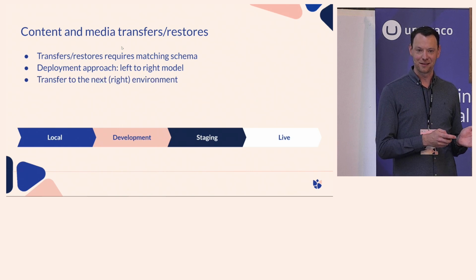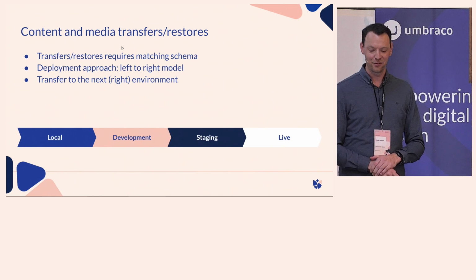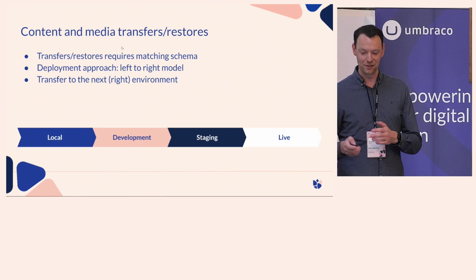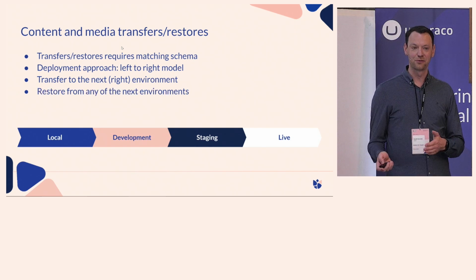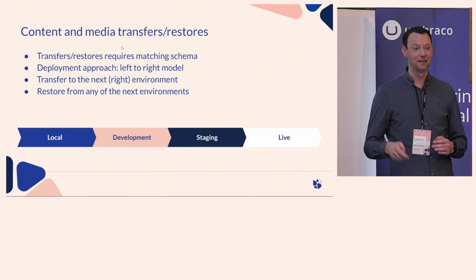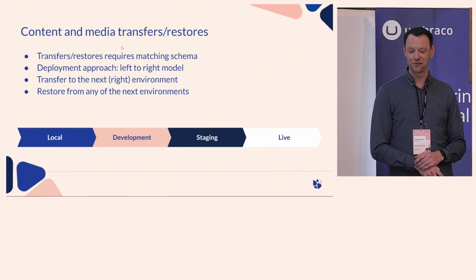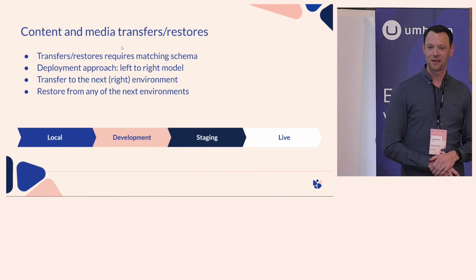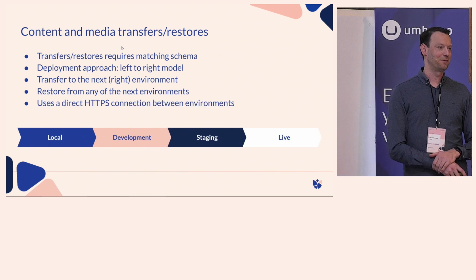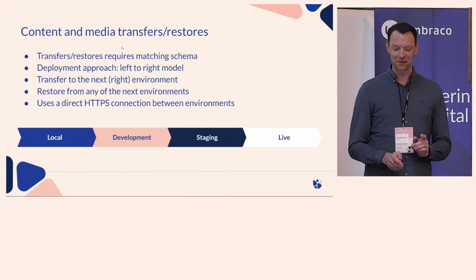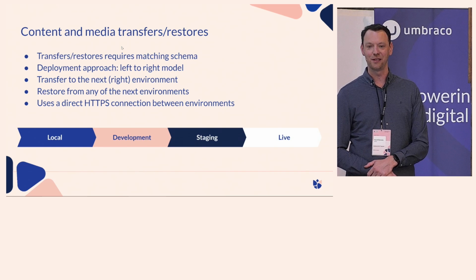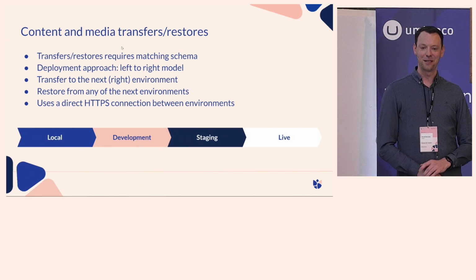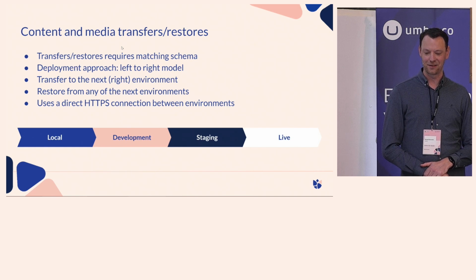The transfer of content is always done to the next environment. So for example, your development environment can transfer content to the staging environment. And if you want to restore content, you can select any of the next or the environments to the right. So development can select whether you want to restore from staging or live. Finally, one thing I want to highlight as well is that this requires a direct HTTPS connection between those environments because it uses a live connection to be able to transfer and restore all that content and media.